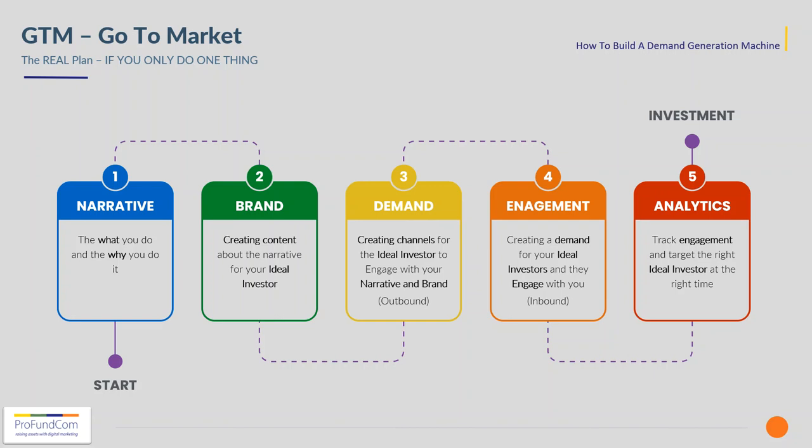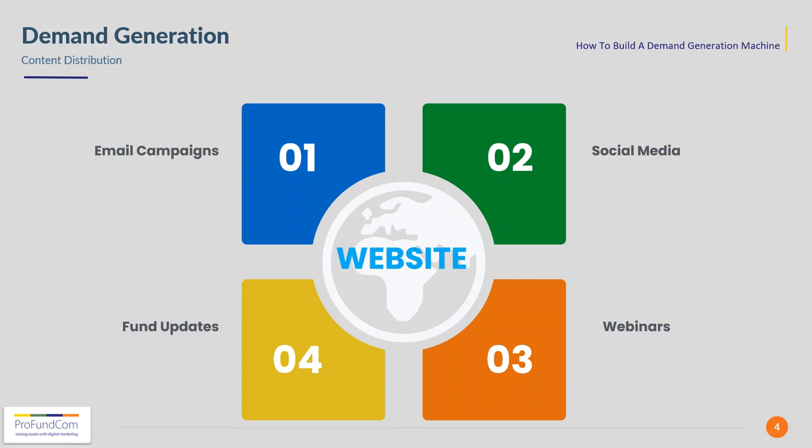Digging into this one, we're going to look at demand generation and how you create the channels for pushing content that you've generated in your brand awareness campaigns, taking that content and delivering it to your ideal investor. This all starts with outbound distribution. So these are email campaigns, social media campaigns, fund updates, webinars, investor calls, and events that you're running online or offline.